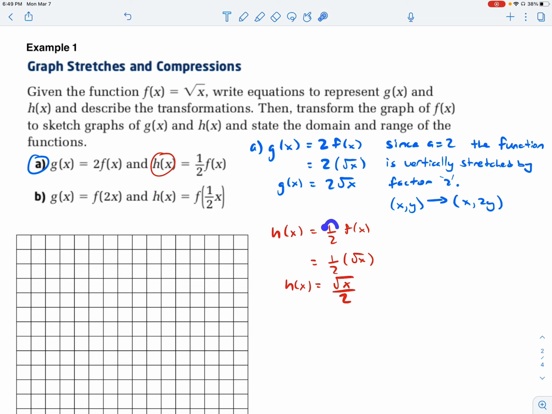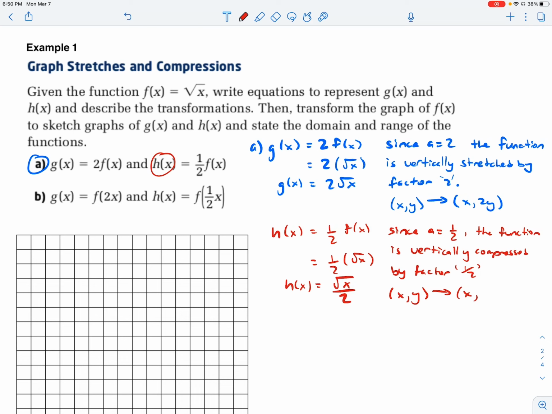All right, and we can tell by looking up here, we can see that a is a half. So we can say since a equals a half, the function is vertically compressed by factor 1 over 2. Okay, remember if you're using the word compressed or compression, your factor should be small, between 0 and 1. What this means is that my points x, y are going to turn into x comma a half y. Okay.